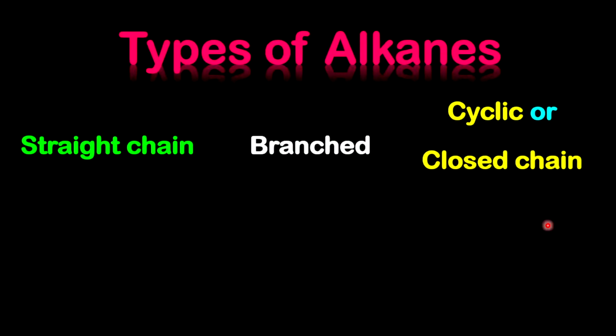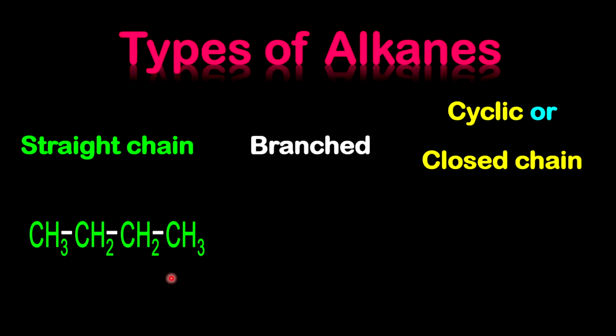Now, another concept I want to look at here is the types of alkanes that we may have. Alkanes may be classified under 3 groupings. They can be classified as straight chain alkanes, branched alkanes, and cyclic or closed chain alkanes. So let's look at an example of each. Taking, for example, the straight chain, which is linear, if you count the number of carbons, you should be able to tell me this one. And if you're thinking butane, you're absolutely correct.